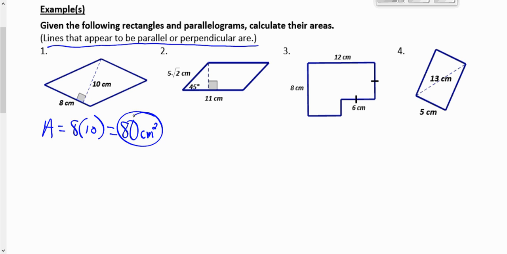How about number 2? What you got? 55. There's a couple ways you can do it, right? I treat it as a special right triangle, call that H. So what do I do to the hypotenuse? Divide by square root of 2. Yeah, so it's 5 square root of 2 divided by the square root of 2, which gives you 5. And if you did it with sine, you'd still get 5. So that's the height, so the area equals 11 times 5, which is 55 square centimeters.